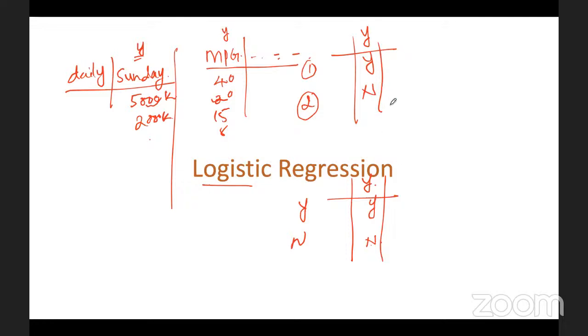In this case, can we apply our normal linear regression equations, or do we have to apply a different kind of regression equation? When the Y variable is a binary variable, yes or no, or a categorical variable, then we apply the logistic regression equation. The logistic regression equation applies when our Y variable is binary, yes or no.